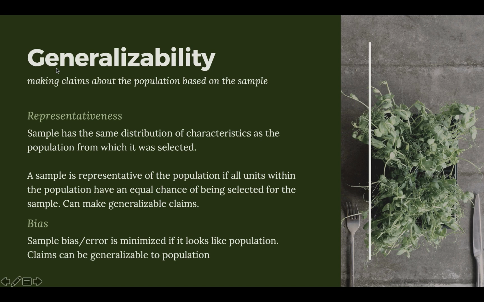We want our sample to look like or represent the larger population. And we can only do that if we know something about the population and we know everyone's likelihood of inclusion or exclusion. There are certain kinds of research questions where we can use non-probability sampling, but generalizability is the main goal of probability techniques.